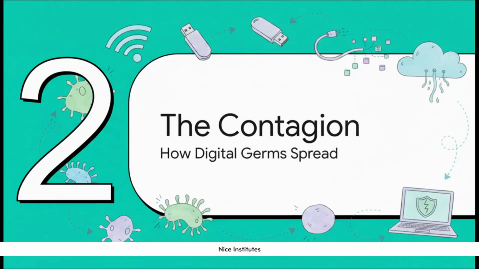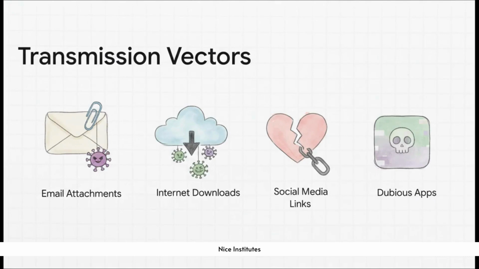So if a virus is like a digital germ, how exactly do we catch it? Understanding how these things travel is absolutely key to not getting sick in the first place. And here they are, the usual suspects. You know, the most common ways viruses spread are through things we do every single day. Opening email attachments, downloading files, clicking on some random link on social media, or installing an app that isn't quite what it claims to be. These are the digital handshakes that pass the infection from one person to the next.